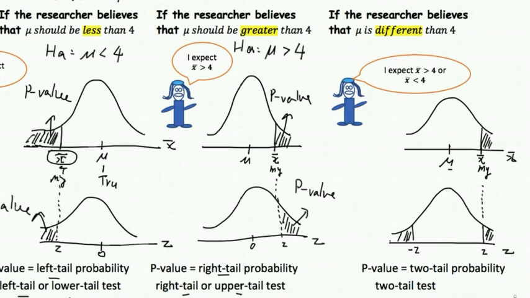The last scenario, if the researcher believes that mu is different than 4, that means the alternative hypothesis will be mu not equal to 4. In other words, as a researcher, I don't know whether mu should be bigger than or smaller than, but I just know that mu probably is not 4. So I expect that mu could be bigger than 4. I'm sorry, my sample mean could be bigger than 4, or my sample mean could be smaller than 4. It can go either way.